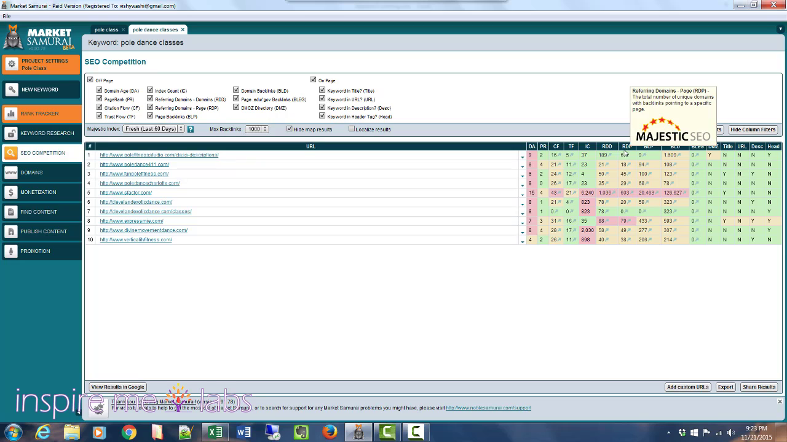And if you want to look at RDP, these are like, if one domain has 50 backlinks coming into this specific page, then this number would be high, but this number would be low. So this number would be say 1, and this would be 50. So that's unique links coming in, which you also want to pay close attention to.